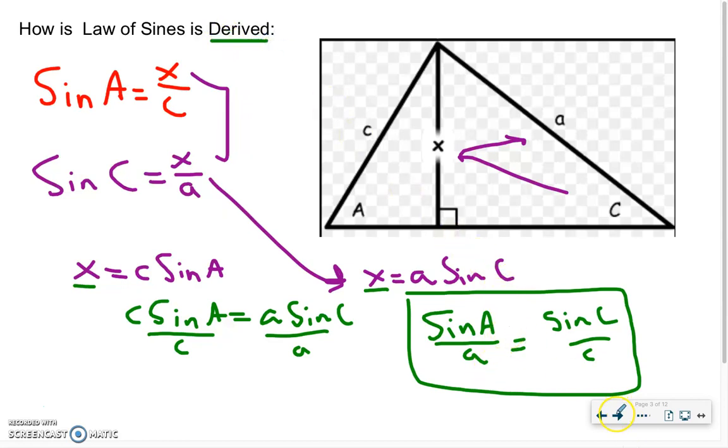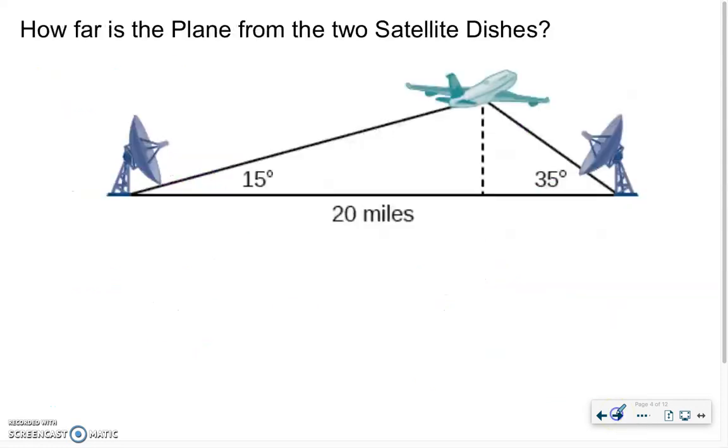So let's go ahead and try an example. Let's just try a setup here. So here's your example. How far apart is a plane from the 2 satellite dishes? So I want to know how far it is from here. We'll call that x. And how far that is away from here, which is y.